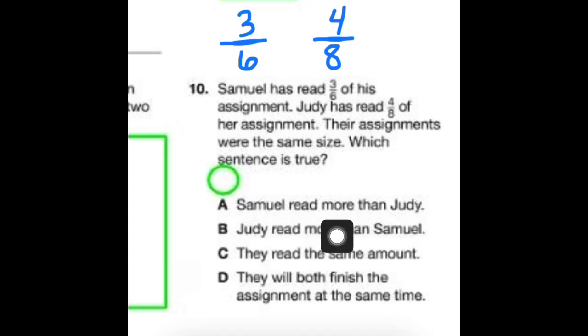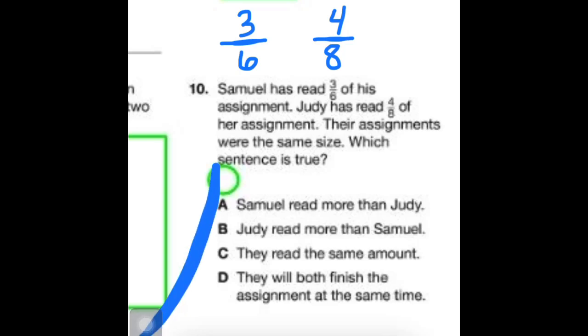Did Samuel read more than Judy? Did Judy read more than Samuel? Did they read the same amount? Or they will both finish the assignment at the same time? Well, we have no idea how long it's going to take for them to do the rest of their assignment, so I think D is definitely out of the question. But A, B, and C, you have to figure this out, right?